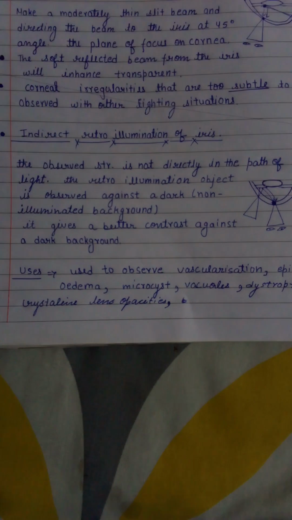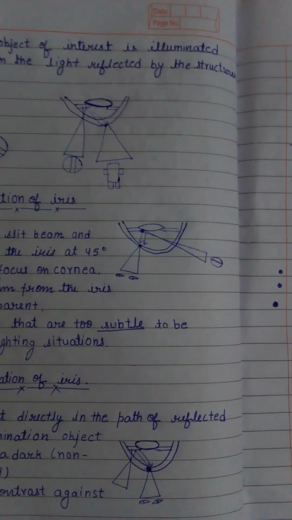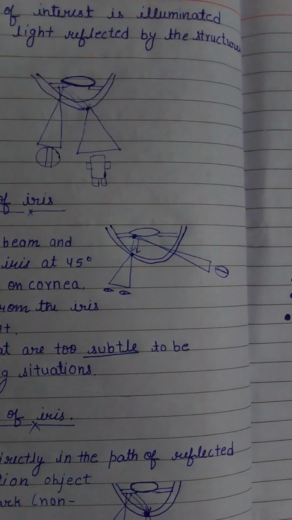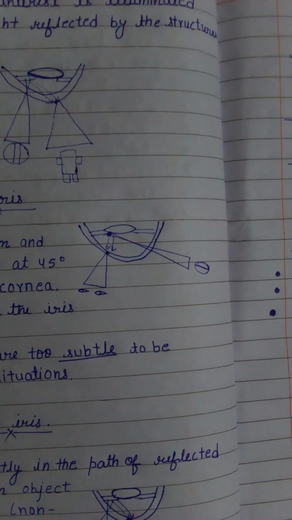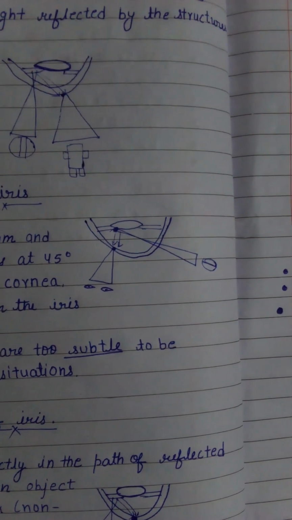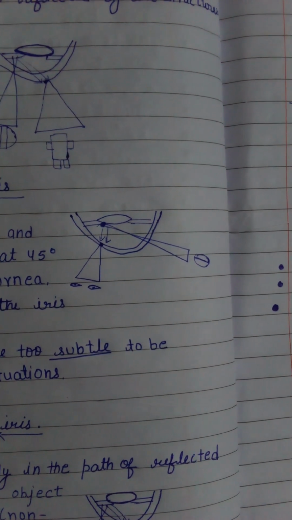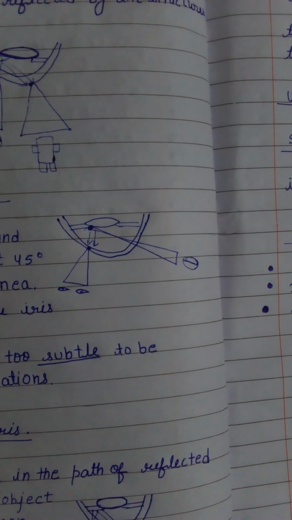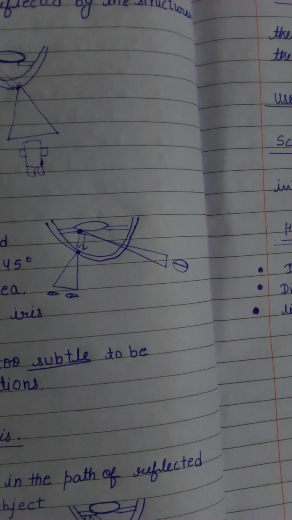Now we will discuss indirect illumination of the iris. Here you can see a picture showing indirect illumination of the iris. In direct illumination we put the light directly behind the object of interest. In the second picture the object of interest is located over here, but the light is not put directly behind it, that means on the lens; we are putting it here on the iris. When light is not projected directly behind the object of interest, it is called indirect iris retroillumination.